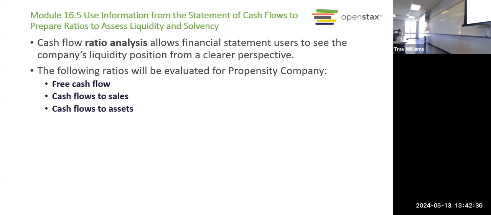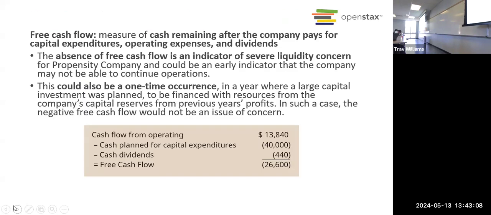So the ratio we're going to learn about is free cash flow, and then cash flow to sales and cash flow to assets. So the free cash flow is kind of like your working capital, which you might remember when you take your current assets and subtract your current liabilities, it tells you how much capital you have to work with, right? Well, free cash flow is similar to that. Okay, so with free cash flow, we start with the cash flow from operations.